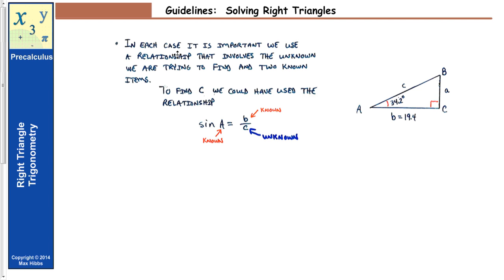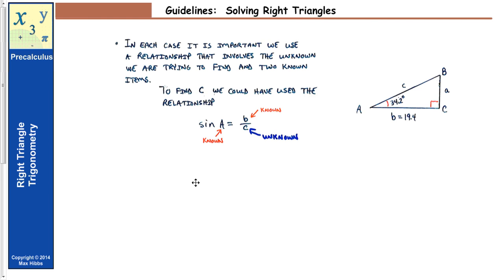In each case, it is important that we use a relationship that involves the unknown we're trying to find and two known items. What we did is we used the cosine of A, which is adjacent over hypotenuse, not the sine of A. We knew angle A, we knew side B, we didn't know side C, and that's what we were looking for. So this should say cosine of A, my bad.